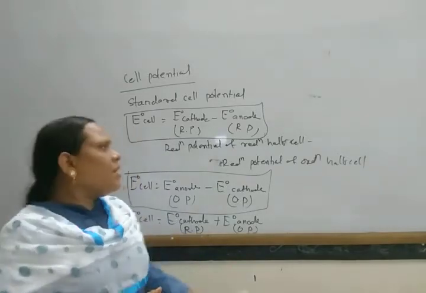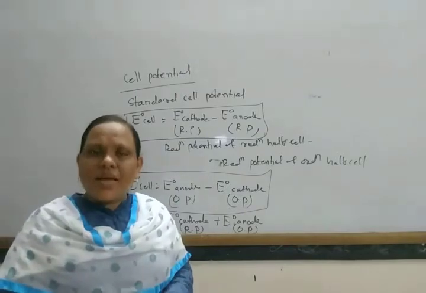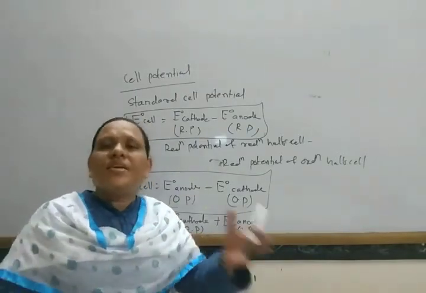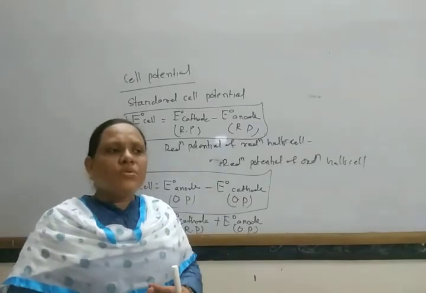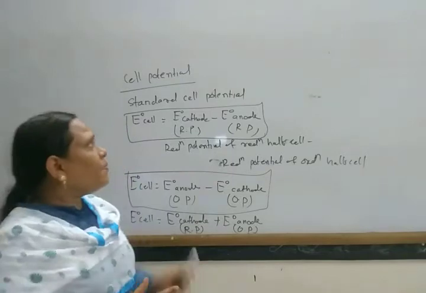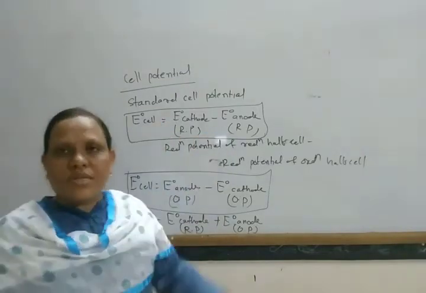Then how can we determine the standard electrode potential at that time? For that we have to use a reference electrode. With the help of a reference electrode, we can determine the electrode potential.